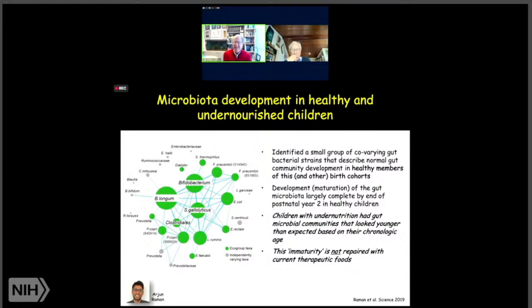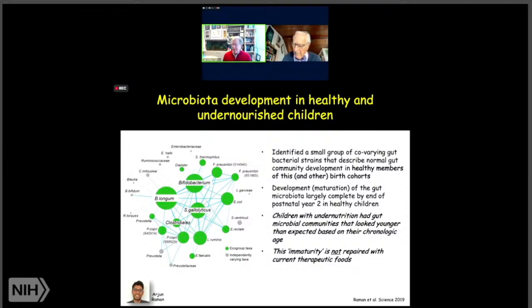And critically, this immaturity was not repaired with current therapeutic foods. That was the result of several human studies that were done with our colleagues at ICDDRB. But perhaps this is not surprising because current food-based interventions for childhood undernutrition have not been developed with knowledge of or consideration of the developmental biology of the microbiota. So these children were left with a persistent developmental abnormality affecting one of their organs, a microbial organ.